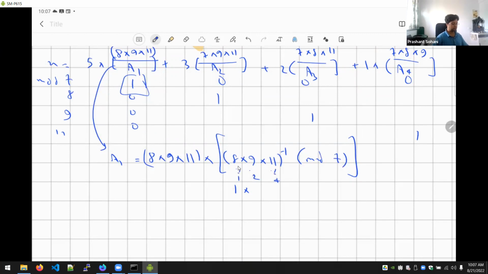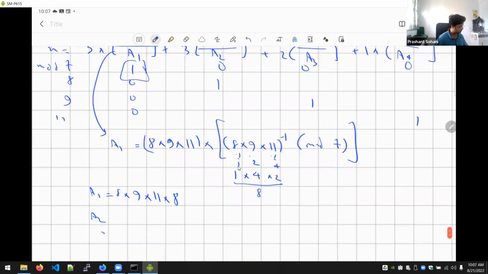What is the inverse of 2? 2 4s are 8, right? So the inverse of 2 is 4, and the inverse of 4 is 2. So this whole thing turns out to be 8 ultimately. So A1 is nothing but 8 into 9 into 11 into that. And in the same way, you can find A2, A3, A4 also.